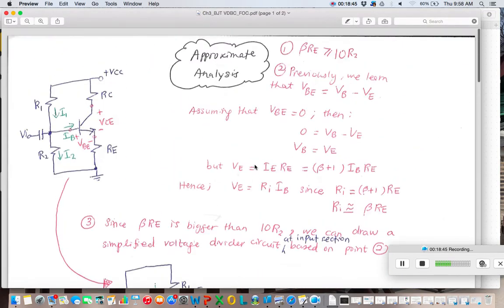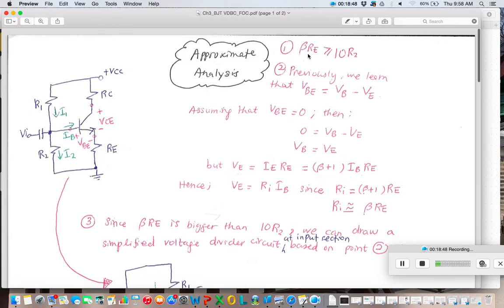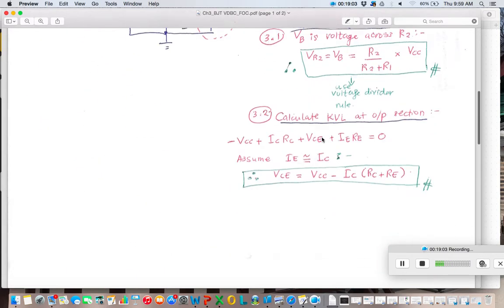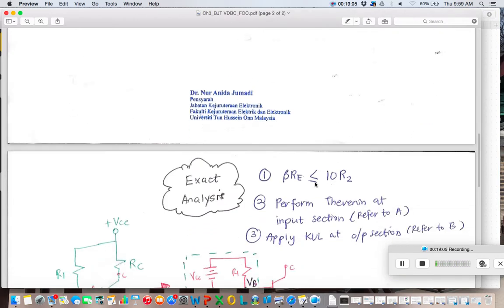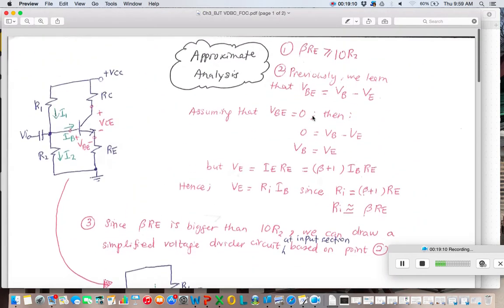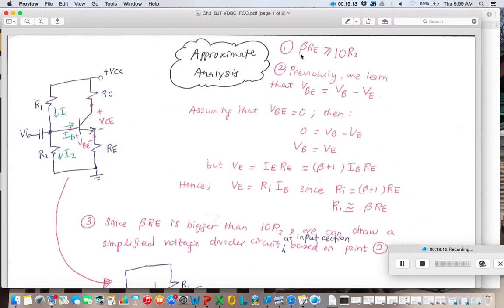So what you need to remember is the first and only rule of thumb: you need to calculate beta RE, right? Is beta RE bigger or smaller than 10 times R2? Understand? First of all, calculate beta RE. Identify whether it is greater or less than 10 times R2.